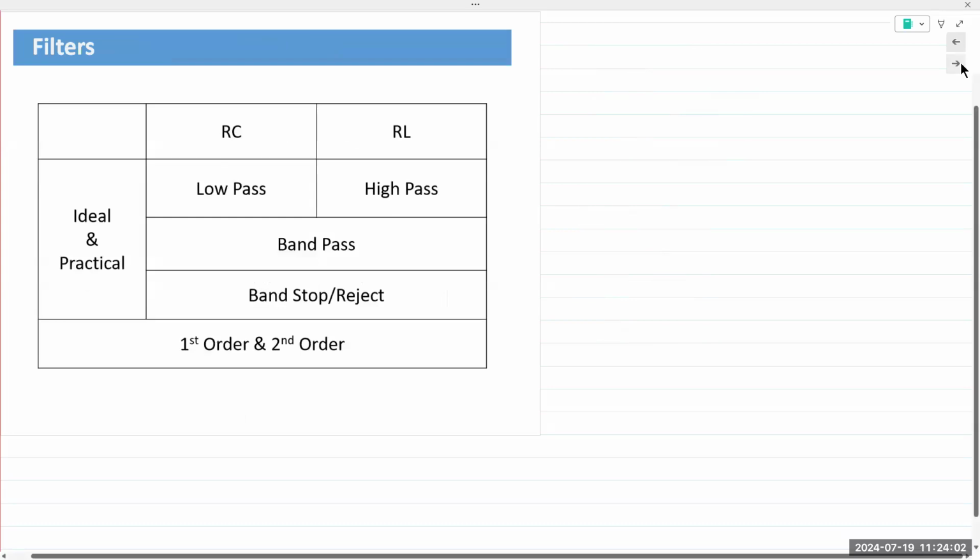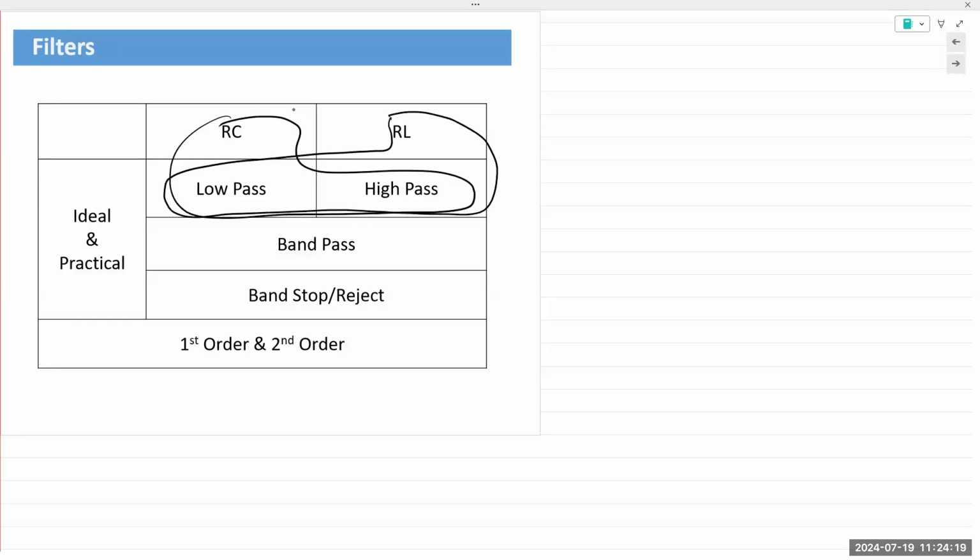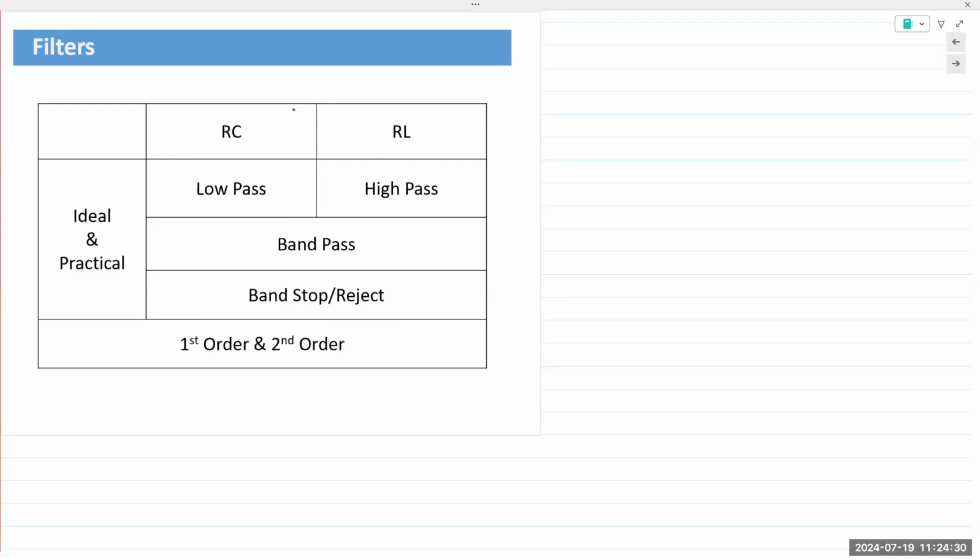So based on these, we have a 2x2 matrix. We have a capacitor that can be used to make two kinds of filters, low pass and high pass, depending on which range of frequency it is allowing to pass. And we can take an inductor and make the same two filters, low pass and high pass. And then we can combine those to form a band pass or a band reject filter.